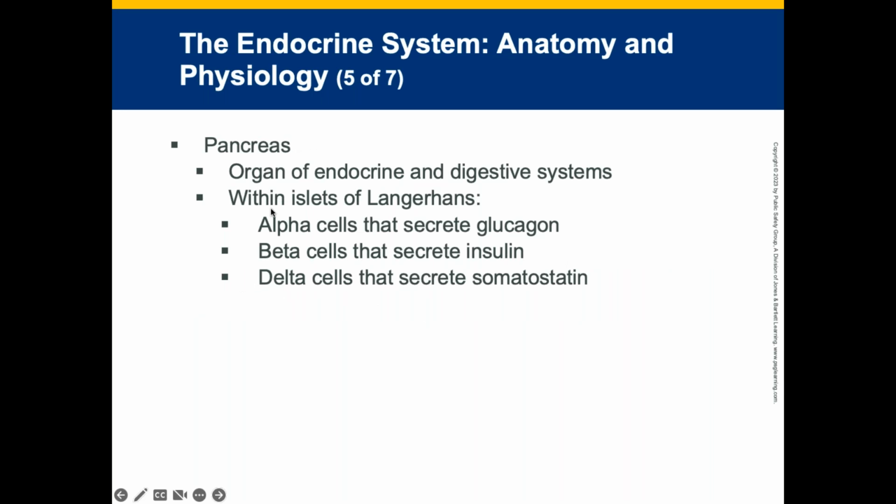The pancreas is an organ that both the endocrine and digestive systems utilize, and it lies between the greater curvature of the stomach and the duodenum, in the retroperitoneum. Within the islets of Langerhans, the alpha cells secrete glucagon, beta cells secrete insulin, and delta cells secrete somatostatin.